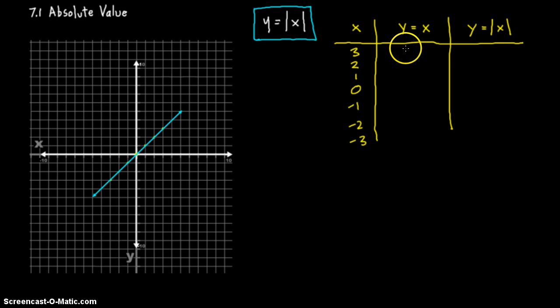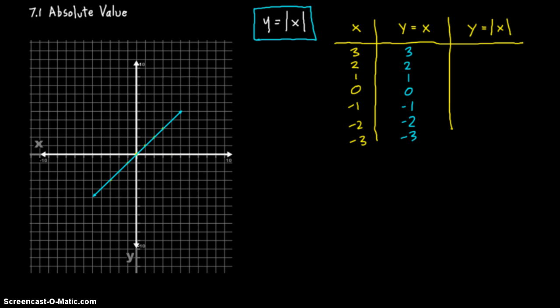So with this case, I'm looking at 3, 2, right? Because y equals x, so whatever x is, y is. 1, 0, -1, -2, -3. And if I graphed it, well, I already have over here, I get a nice straight line, just running along. So everything looks great.